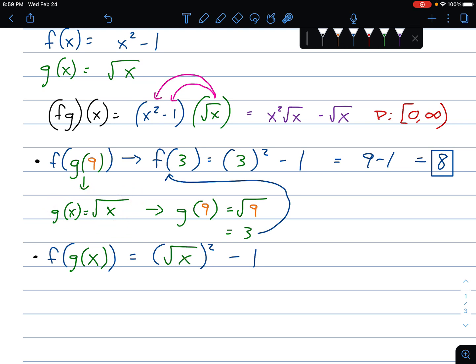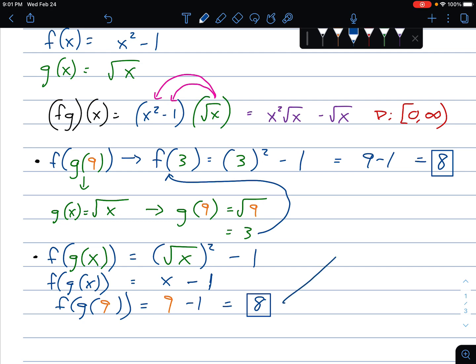And g of x is radical x. I'm going to plug that in. If we do this, we can see, well, square root squared, that's just x minus 1. How nice. It's a pretty simple, brand new equation I got here. Well, interestingly enough, if I take f of g of 9 and I plug it into this guy I just found, I get 9 minus 1, which is 8. And would you look at that? They're the same.